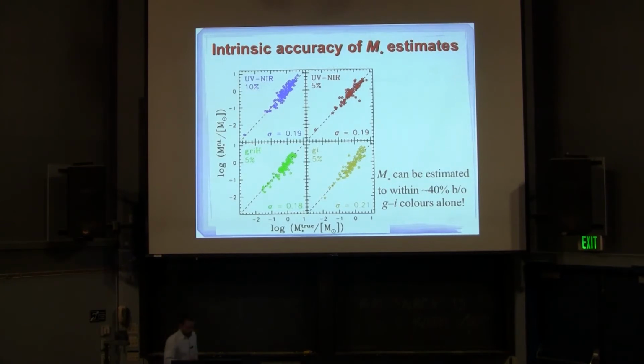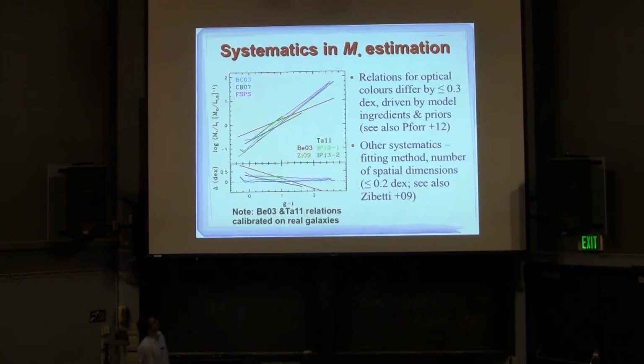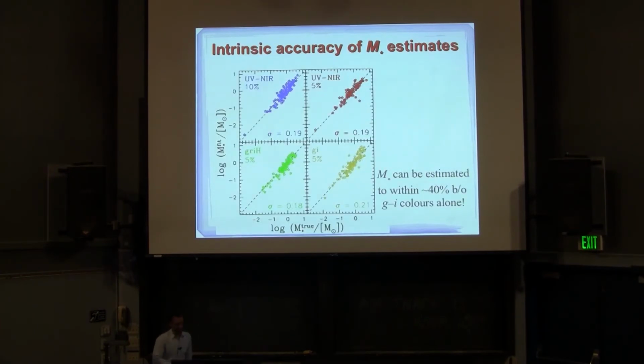Now, aside from the systematics, and by the way, this level of discrepancy is amongst the best between the color panels that I showed you 2 slides ago. But leaving aside the issue of systematics for now, what is the intrinsic accuracy to which we can hope to estimate stellar masses based on stellar population models?